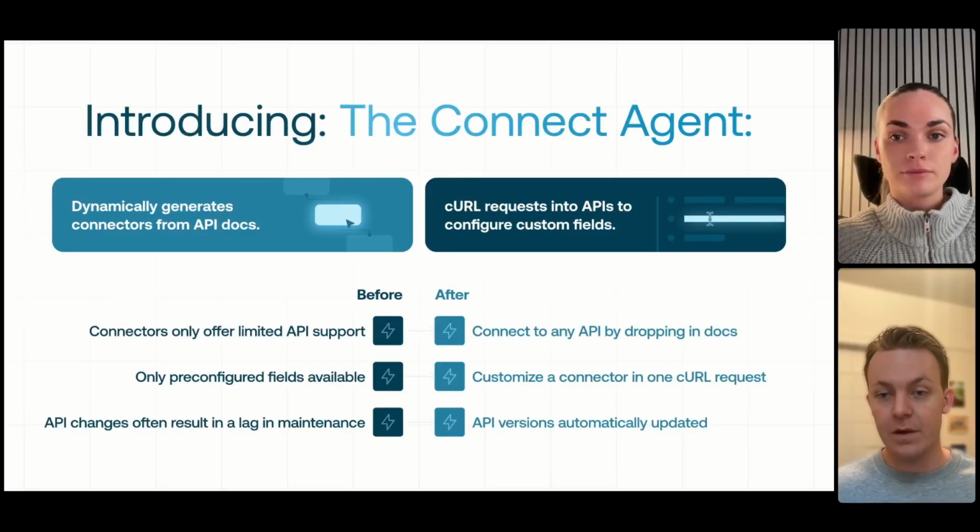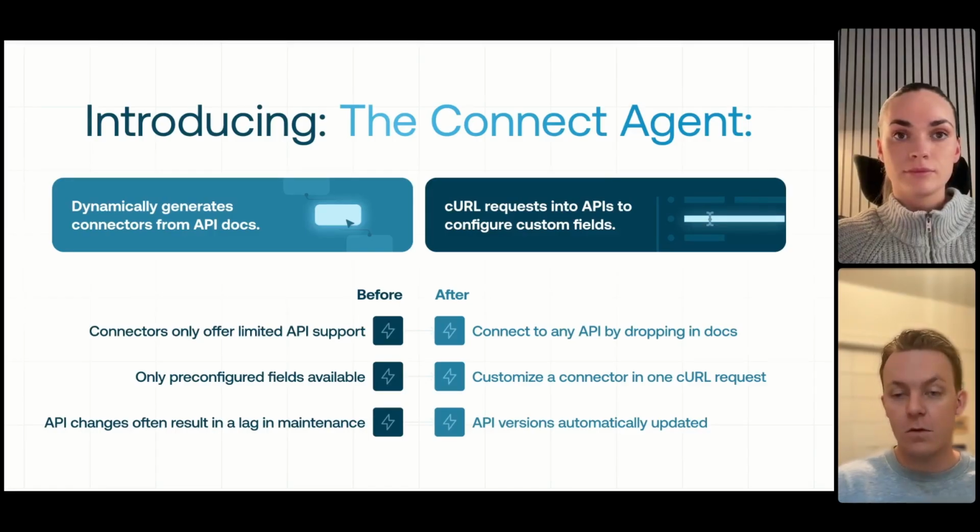Now, the Connect agent is the part of the tool that allows us to build and customize connectors to an API. And so this is what tackles the challenge of pre-built connectors. Whereas a pre-built connector is a team assembling a connector for an API ahead of time, our Connect agent is able to dynamically spin up a connector for an API on the fly and customize that connector for the customer's instance of that API, all in a matter of seconds.